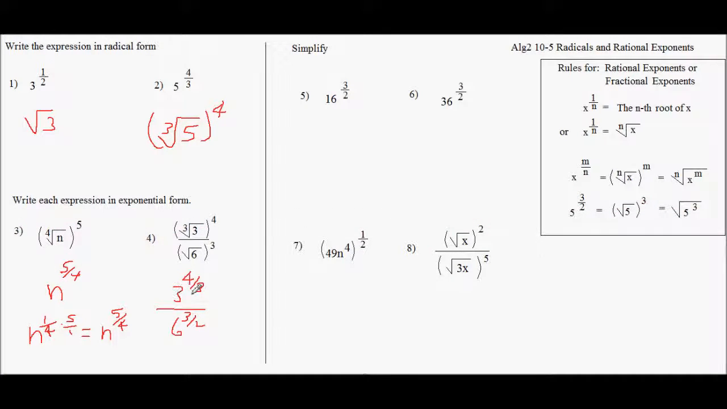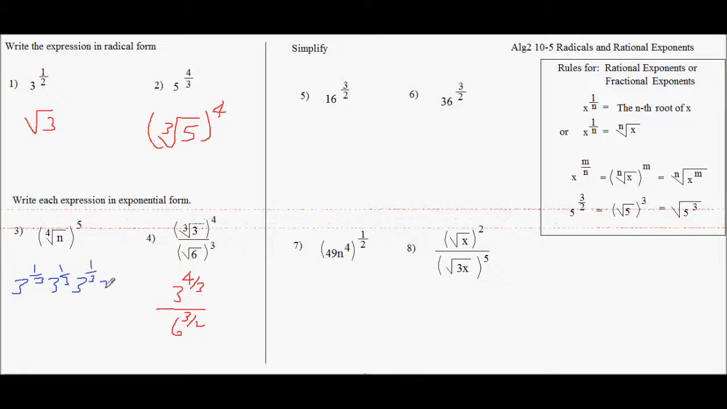Could I monkey around with that? Yeah, maybe. Because I could do this. I could say, well, this is 3 to the 1/3, right? Times 1/3, 4 1/3, right? There's 4 1/3. This means 4 1/3. All right.